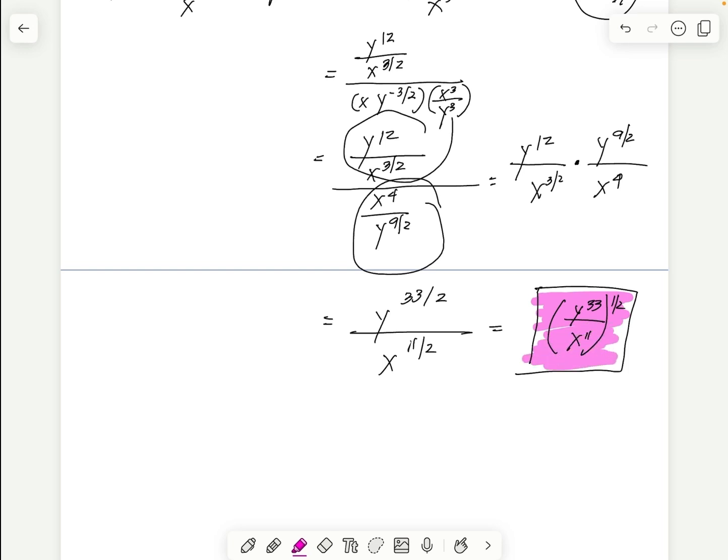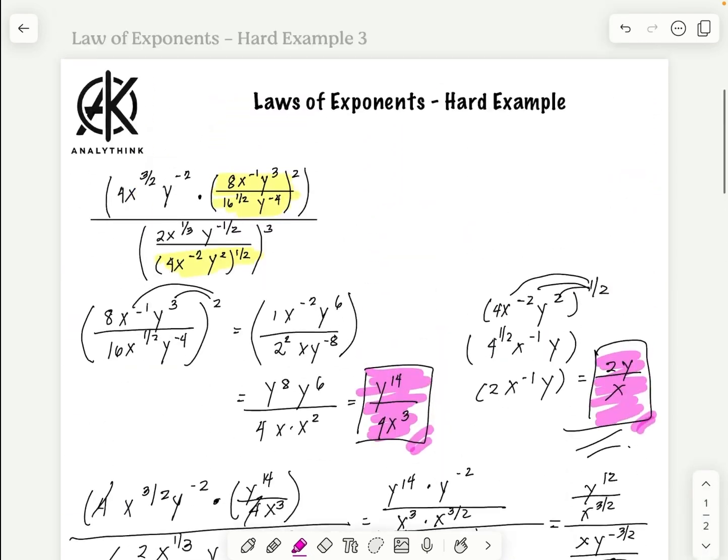This is the simplified expression from this.